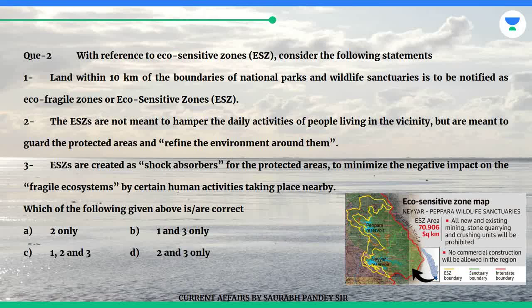Which of the following given above is correct? A. 2 only. B. 1 and 3 only. C. 1, 2 and 3. D. 2 and 3 only.